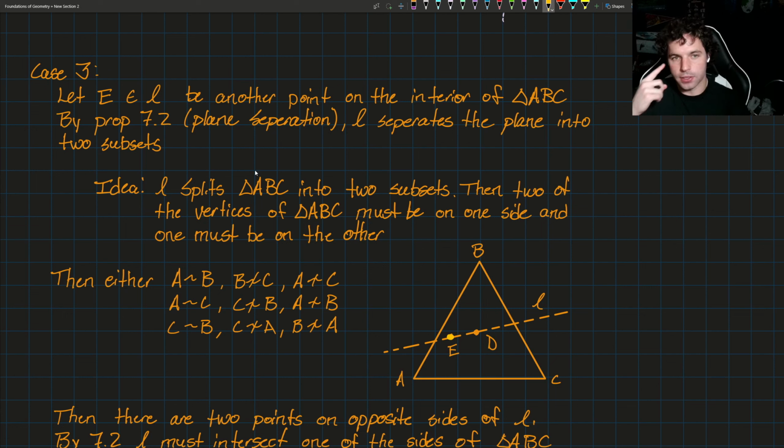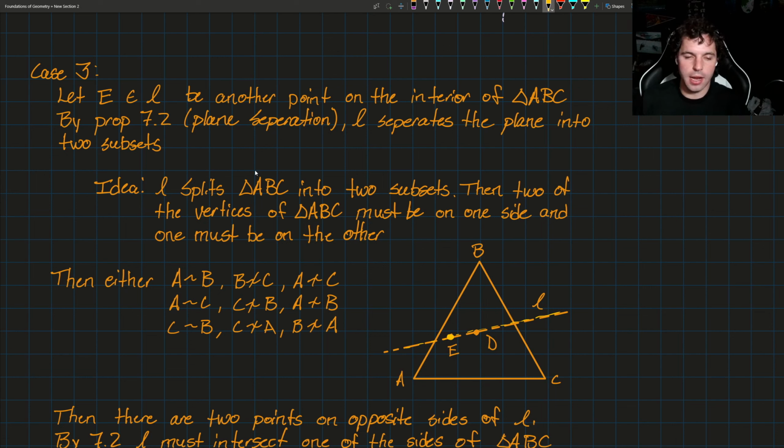By Prop 7.2, which is the plane separation, L separates the plane into two subsets, right? So if we draw this line L through ED, that's going to separate the plane into two subsets. And the idea here is that L splits triangle ABC into two subsets, so two of the vertices of triangle ABC must be on one side and one must be on the other, right? So it's going to at least split two vertices into two different sides.